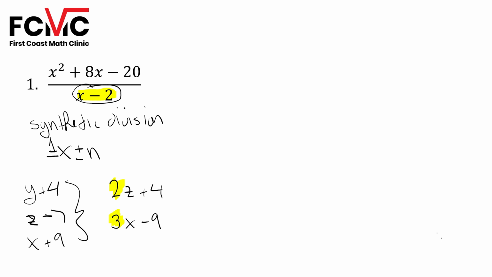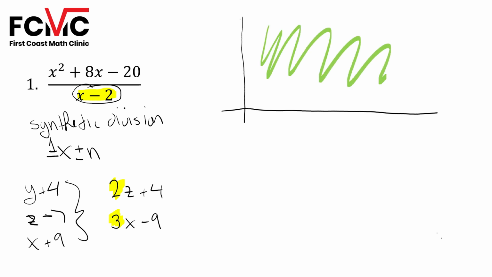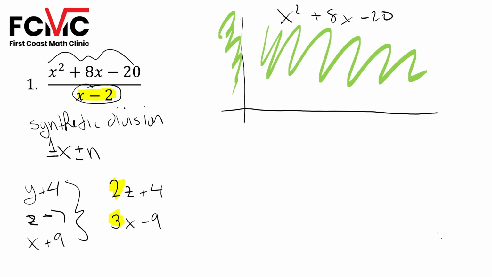To do synthetic division, there's a specific way we have to set this up and a specific pattern that we have to move in. To set this up, we're going to draw a vertical line and a horizontal line. And we need terms that are going to be inside this figure that we created, inside over here, and then outside here. The terms that are going to be inside are going to come from our dividend, the x squared plus 8x minus 20. And the term that's going to be outside is going to come from the x minus 2, the divisor, the binomial.